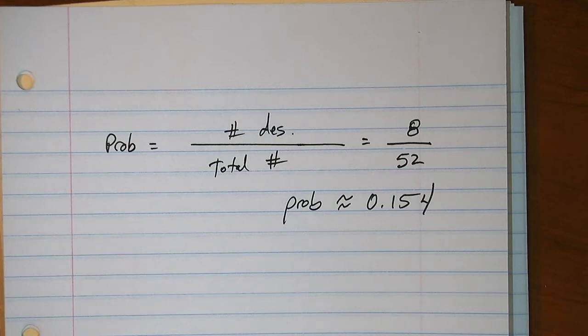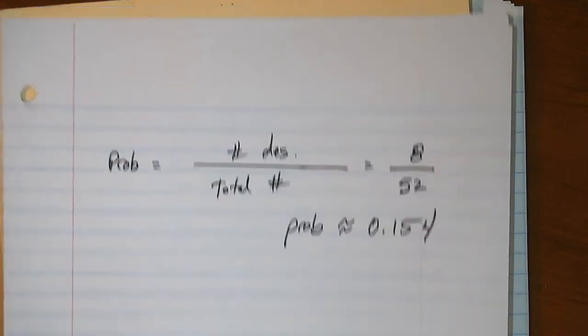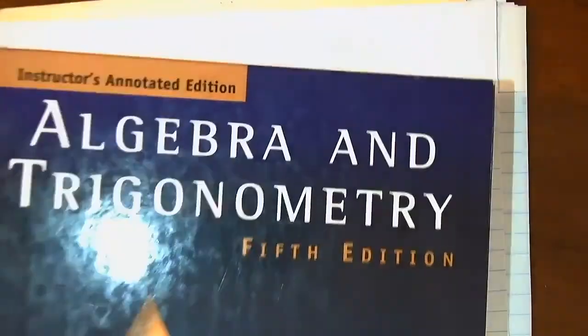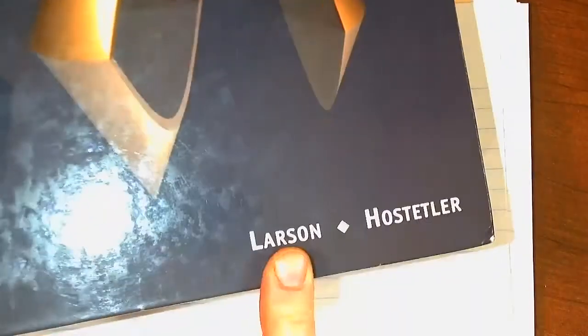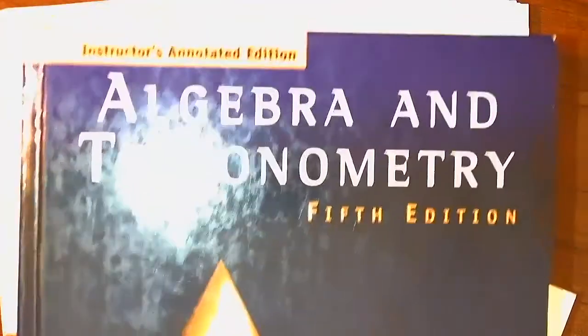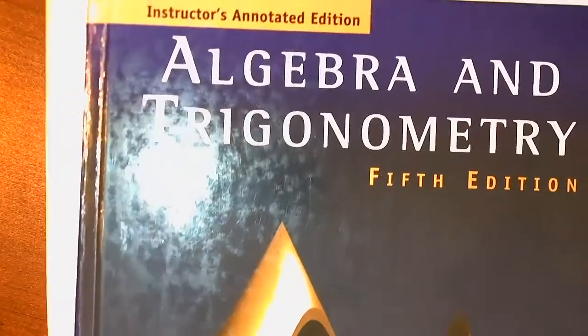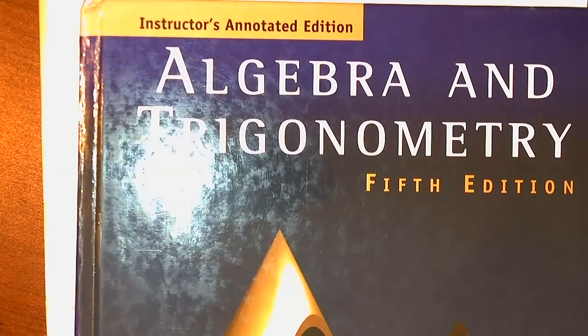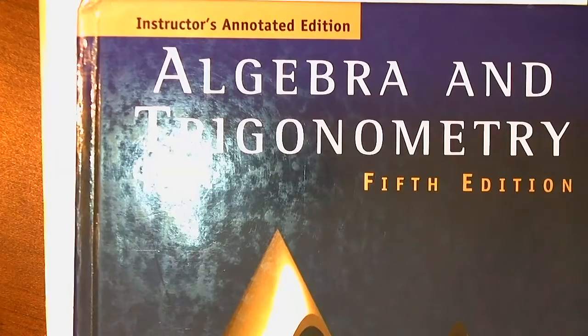Okay, so that's example number 2. That leaves us last with example number 3. Now, for example number 3, I'm moving to a slightly different book. This book also, incidentally, happens to be written by Dr. Larson, but with some other person and not the same people as the last book. And this is a more advanced algebra book. This is technically a college book, but the problem that I've selected from here is one that we can handle.